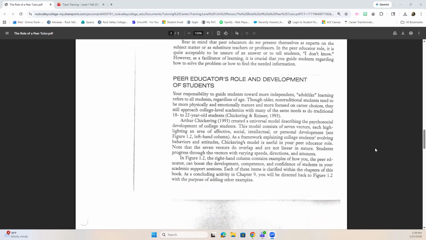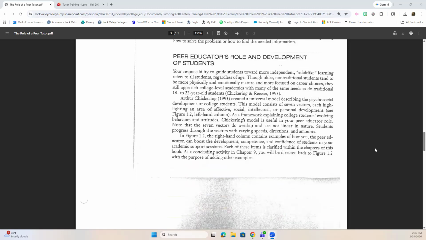Peer educators' role and development of students. Your responsibility to guide students toward more independent, adult-like learning refers to all students regardless of age. Though older, non-traditional students tend to be more physically and emotionally mature and more focused on career choices, they still approach college-level academics with many of the same needs as do traditional 18 to 22-year-old students.